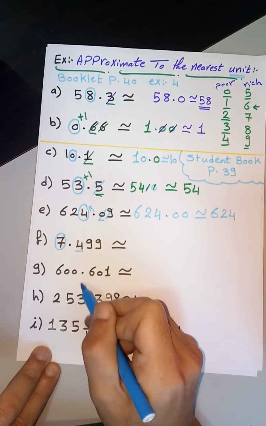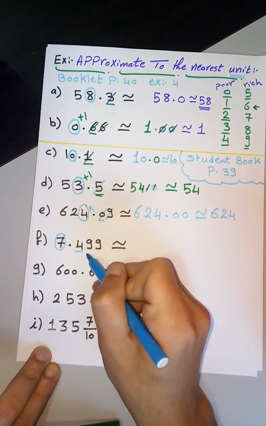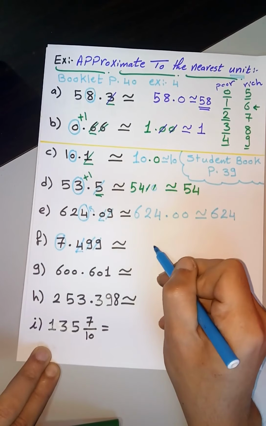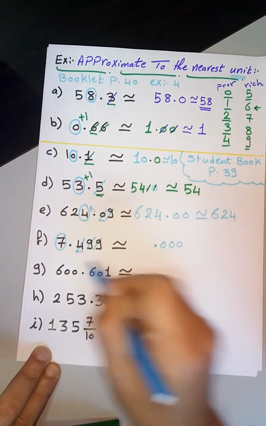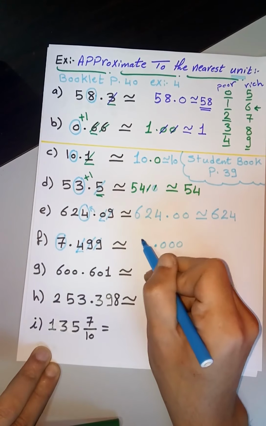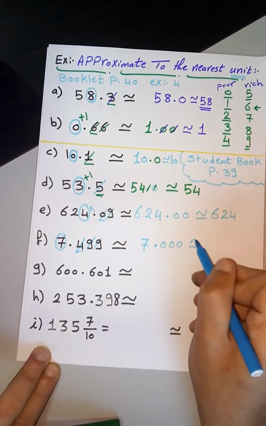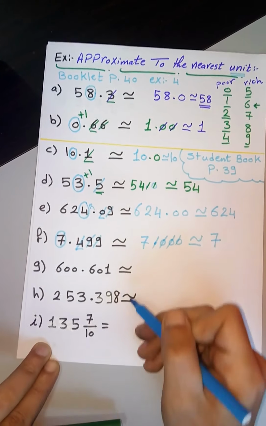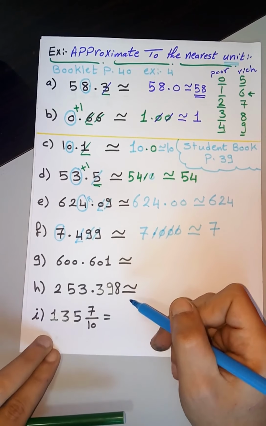The following example, we will circle the digit 7 and underline the following digit. This 7 is the unit digit, and the underlined digits, or the following digits, are going to turn into zero, so we have 0.000. And this 7 is not gonna be increased because 4 is a poor number, so it's still 7. So the answer is approximately equal 7. We can cancel 0.000.